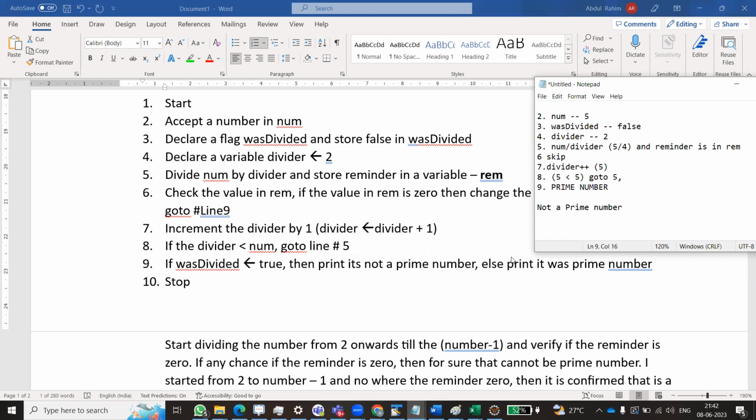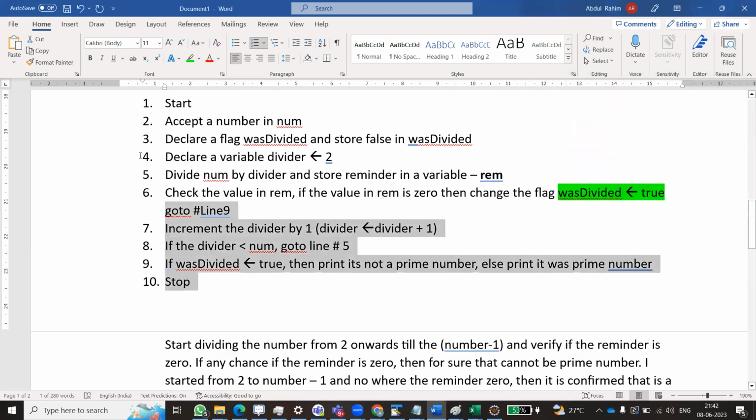Makes sense? Understood? So that means with 1 or 2 samples, I have seen that this algorithm works fine to find out whether a given number is prime or not.